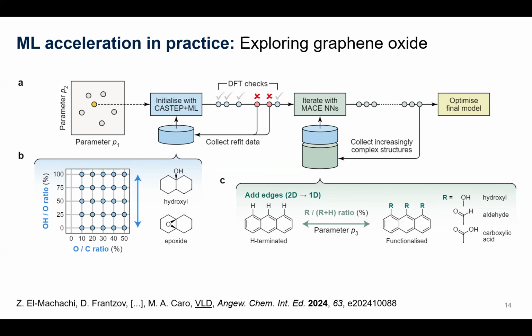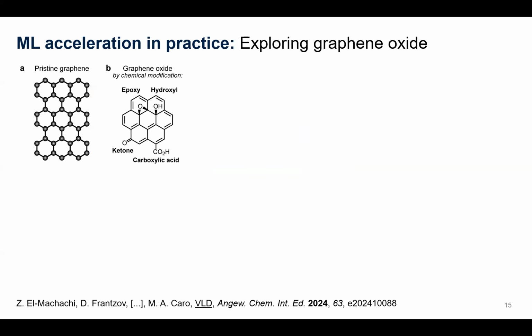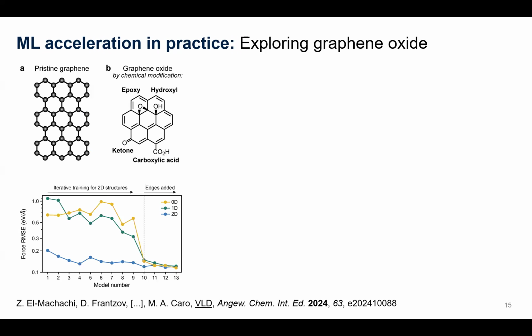So this is a common thing that you see in several studies from the group: sometimes we use different tools, different fitting architectures, for different purposes to use their respective strengths. You see here a plot of force errors over time as the model gradually learns about different types of structures. Initially it learns quite quickly about 2D structures, but then once we start adding edge structures, it also learns about these edge functionalizations.